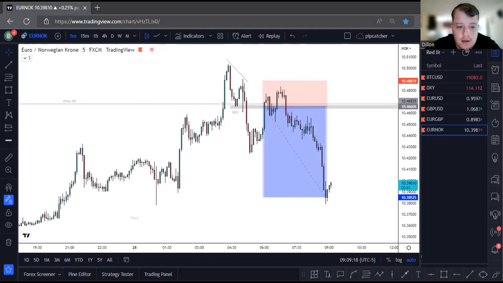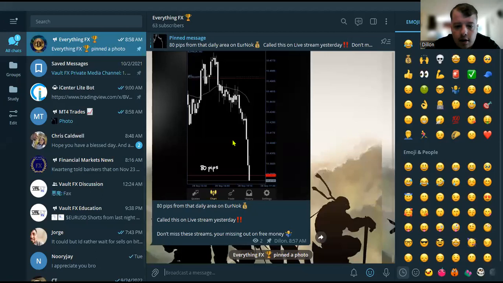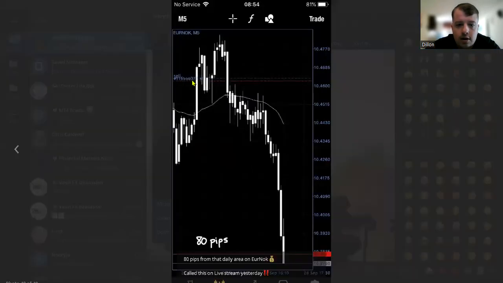So we can see here, this is the setup that I had, and here is the trade. So you can see I entered, had a little bit of drawdown, not too worried about it. It's a 5 minute time frame. But yeah, 80 pips and I'm done. I'm gonna enjoy my day now.